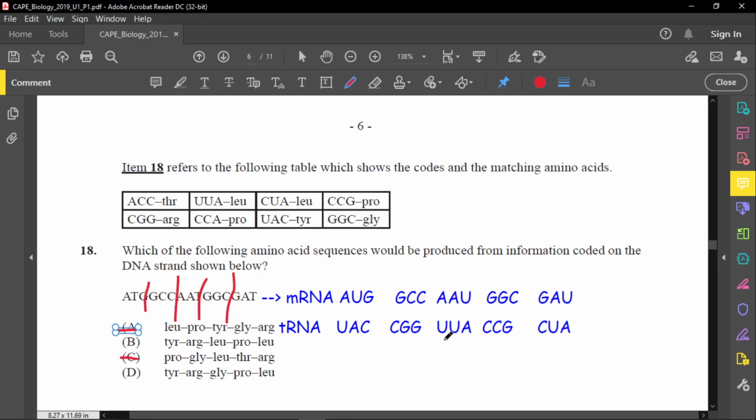The third one is UUA, which is leucine, so our third should be leucine. D will be out because of glycine right here. It should not be glycine, but what? Leucine. Then the next one, CCG, is proline, beautiful. And then CUA is right here, leucine, excellent. B is our correct answer.